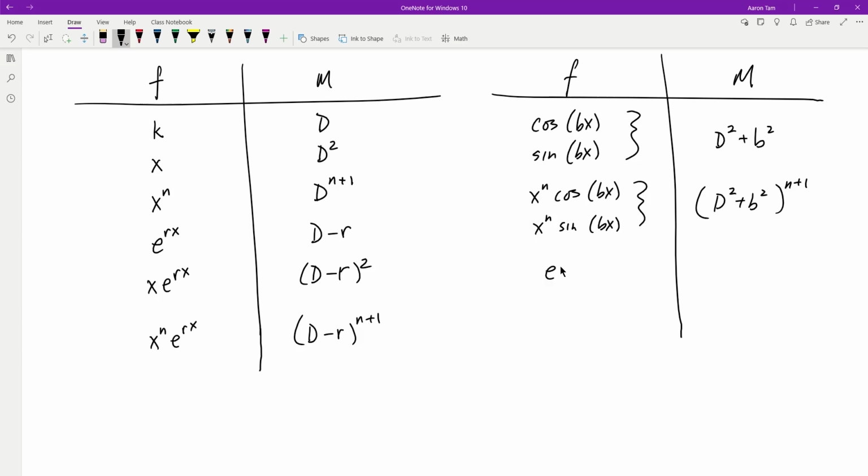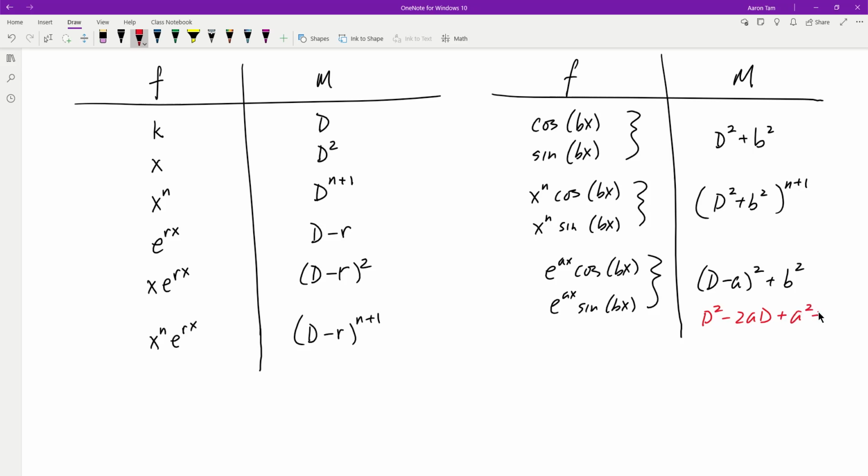What if you have e to the ax cosine bx or e to the ax sine bx? These two indicate that you have a complex root, instead of an imaginary root like you have with just cosine and sine. So to form the complex root, what you do is this. It will be D minus a squared plus b squared. Or this can be written as D squared minus 2aD plus a squared plus b squared.